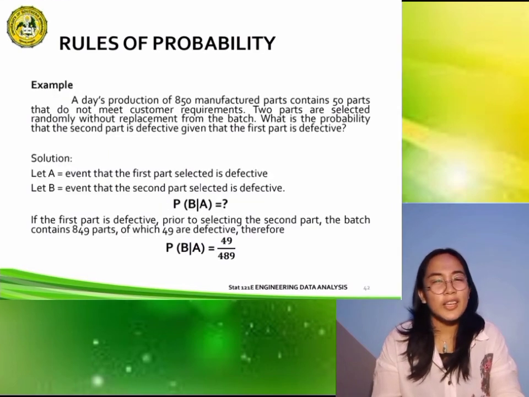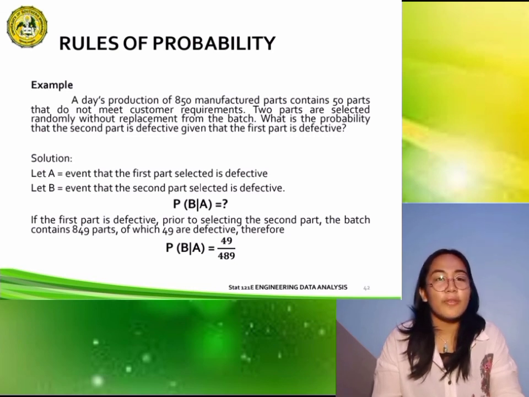Example: a day's production of 850 manufactured parts contains 50 parts that do not meet customer requirements. Two parts are selected randomly without replacement from the batch. What is the probability that the second part is defective given that the first part is defective?